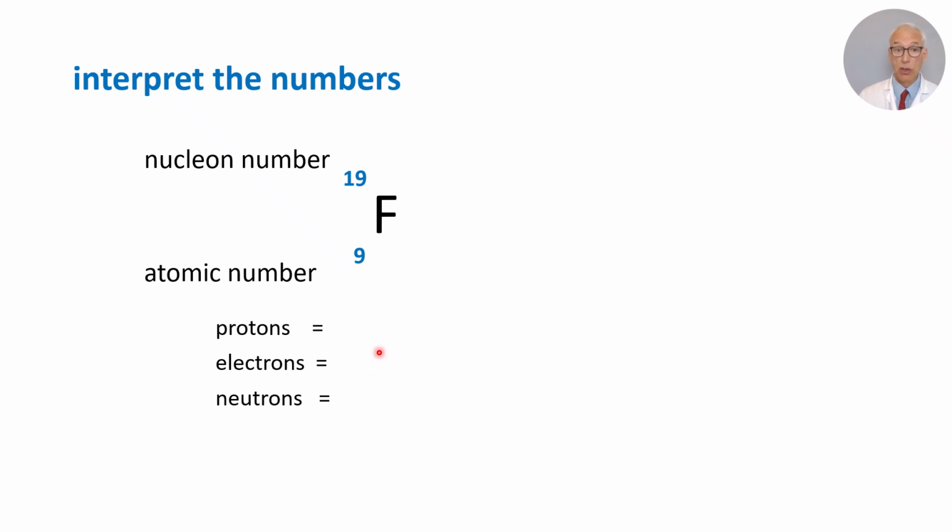Okay, so the number of protons is indicated by the atomic number, so that's 9. The number of electrons is equal to the number of protons, so that is 9. And the number of neutrons is the difference between the nucleon number and the atomic number. So 9 protons plus 10 neutrons makes a nucleon number of 19.